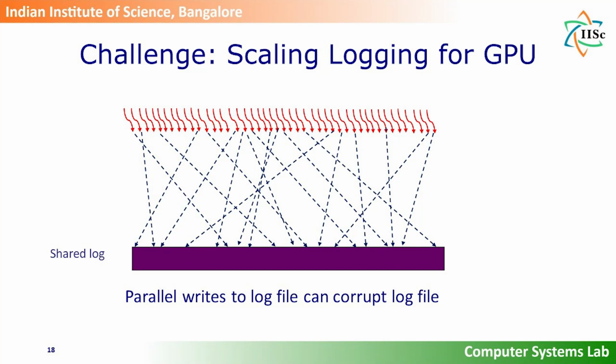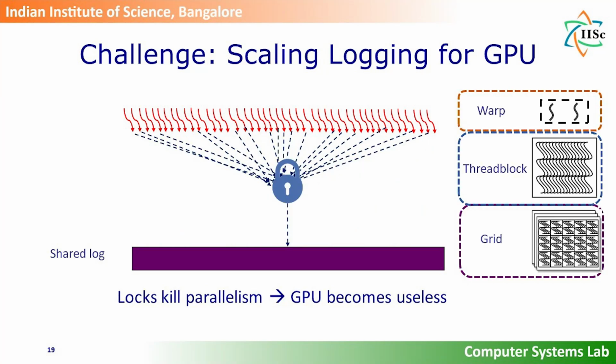So an easy way to solve this problem is to add a lock, right? But locks are pretty bad for GPUs because that kills parallelism. So using the GPU does not make sense anymore if you start using locks. So how do you solve that? For that, we utilized our knowledge of how the GPU hardware works and how it is programmed.